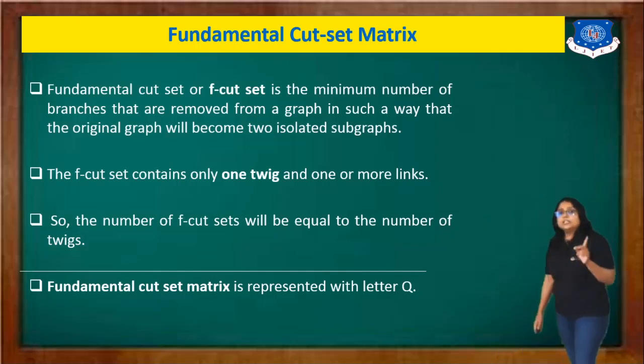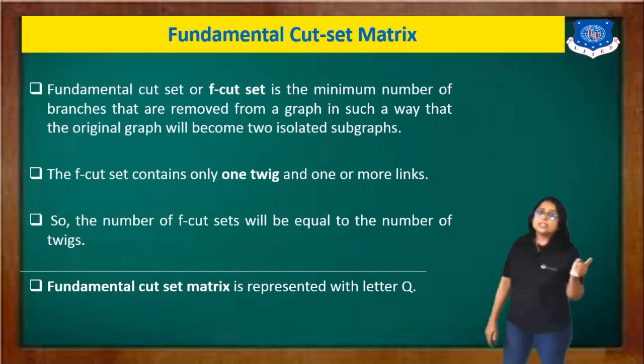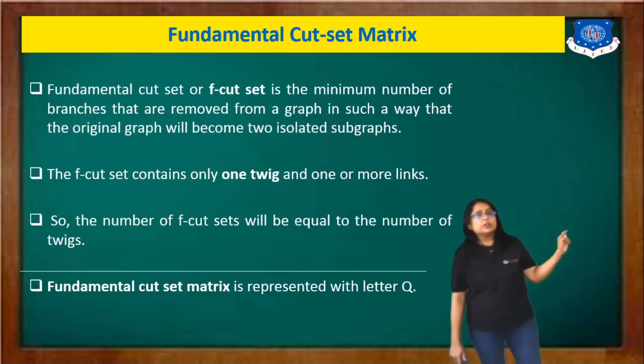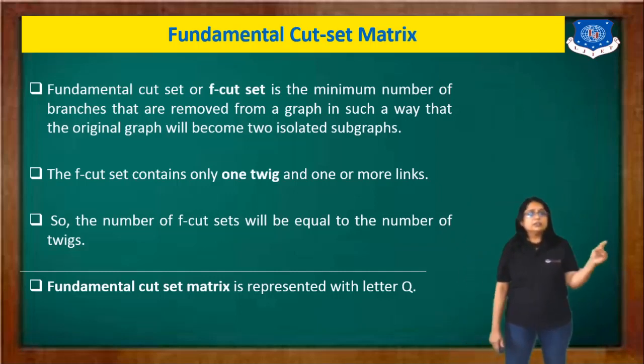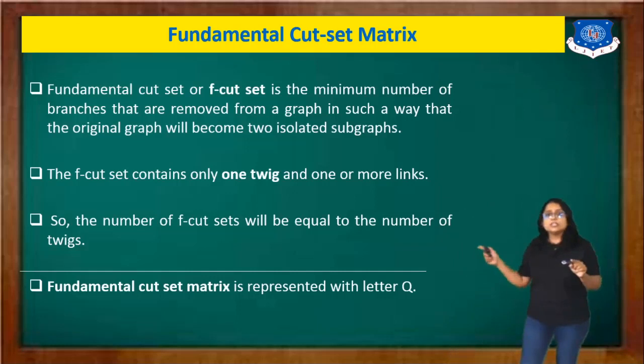If you remember, in a tie-set matrix, the number of tie sets is the number of links. Here, it's reverse. That is, the number of cut sets is equal to the number of twigs. And in a tie-set matrix, we use the notation capital B. Here we will use the notation capital Q.